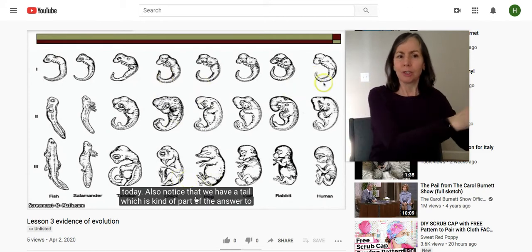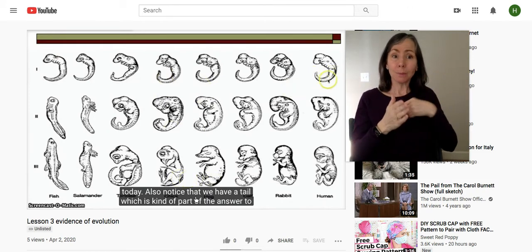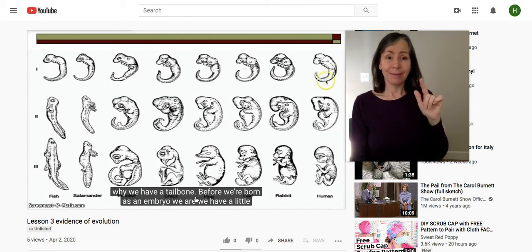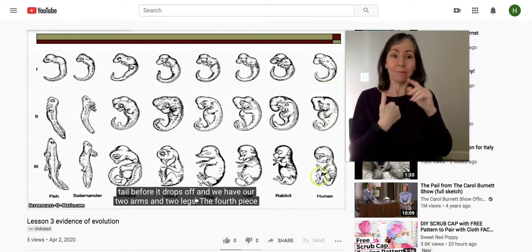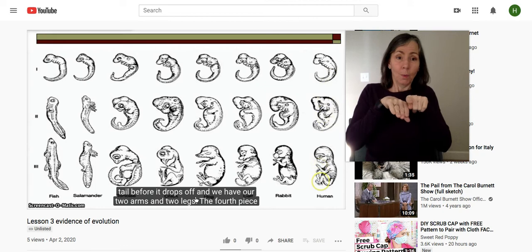Also, notice that we have a tail, which is kind of part of the answer to why we have a tail bone. Before we're born as an embryo, we have a little tail before it drops off, and we have our two arms and two legs.